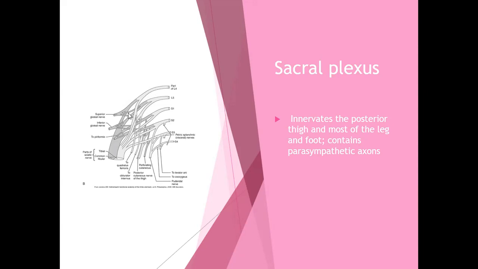So you can see kind of part of L4, L5, S1, S2, S3. So we think of them as separate things, but they are all involved with each other. So unlike the other plexes, the cervical, brachial, and lumbar plexes that contain sympathetic axons, the sacral plexus, in addition to the somatosensory and somatic motor axons, contains parasympathetic axons, so parasympathetic instead of sympathetic.